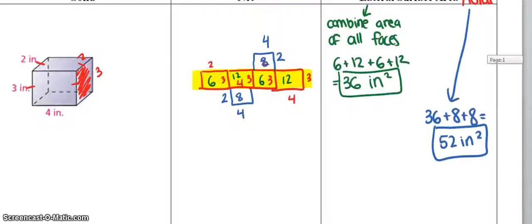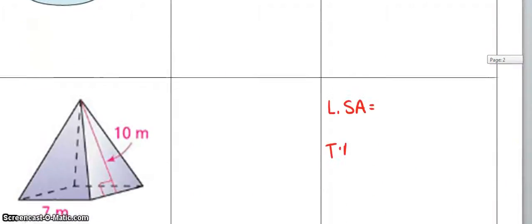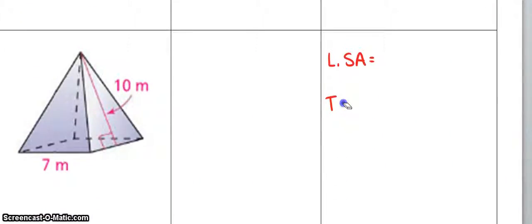So with that said, I'm leaving one problem for you to try. So on this pyramid problem here, I'd like you to test yourself. Can you find the lateral surface area and the total surface area? So go ahead and draw it as a net, do that on your own, and ask questions if you have them. Good luck.